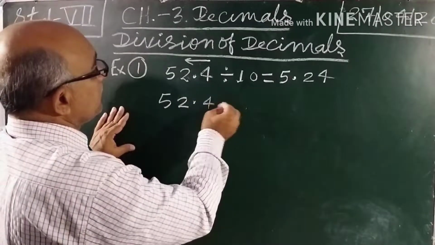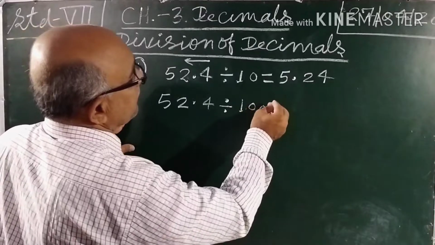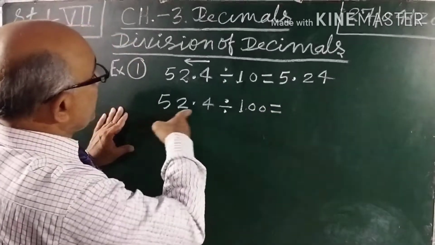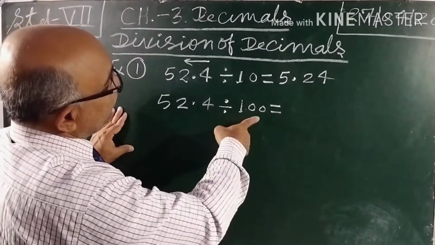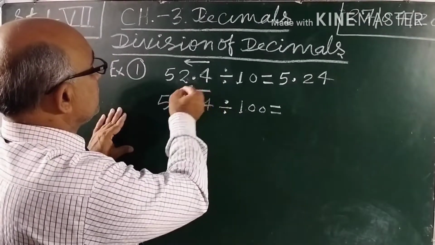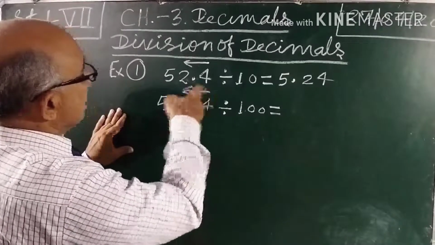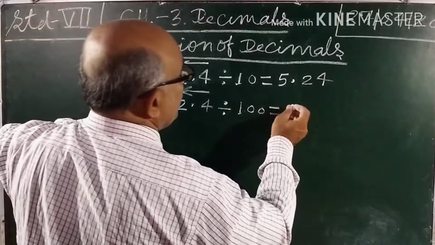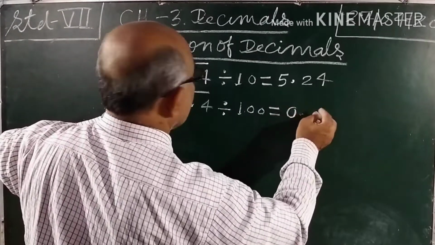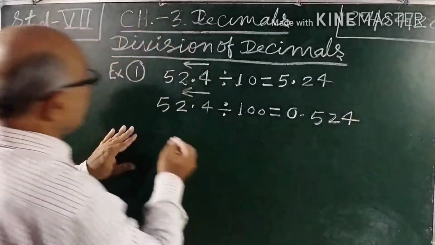Now 52.4 divided by 100 equals. Here 52.4 divided by 100 has two 0s after 1. So the decimal is shifted 2 places from right to left. So 0.524.